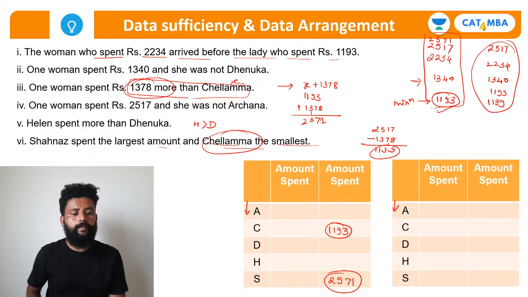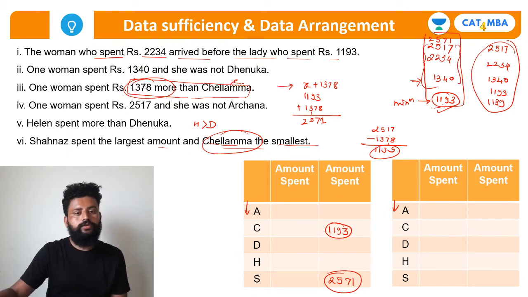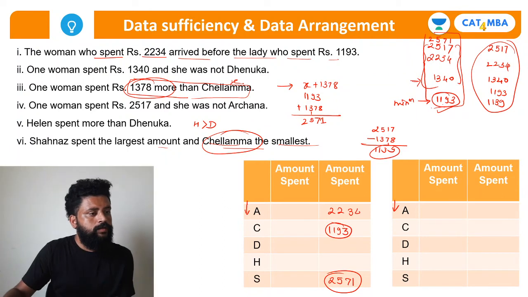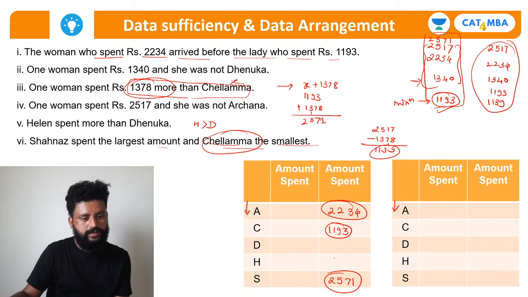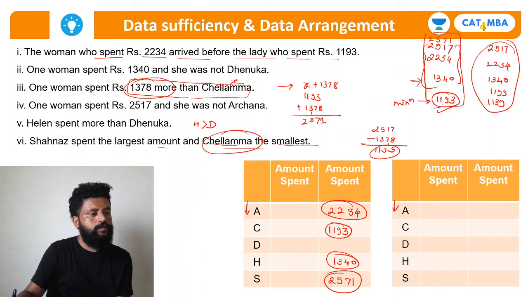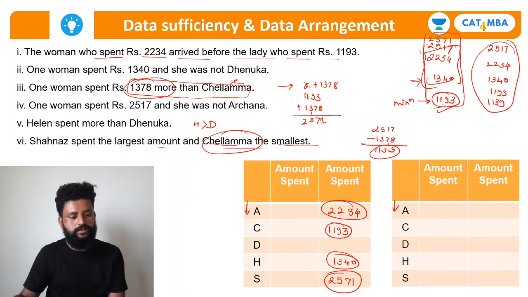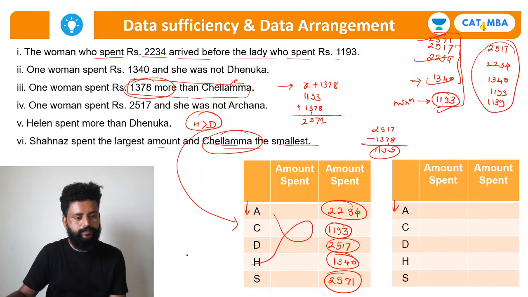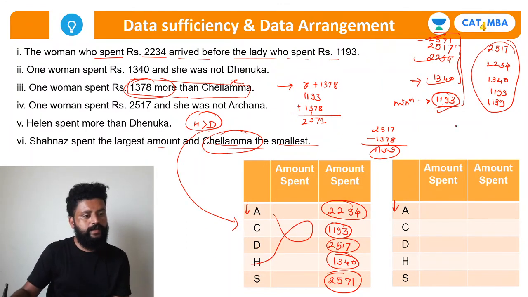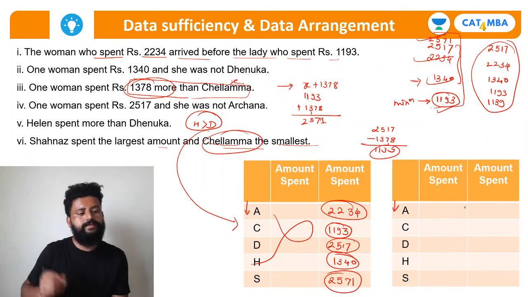Right? 2571. Then we have these three amounts. The woman who spent 2234 arrived before 1193, so this must be 2234. One woman spent 1340 and this was not Dhenuka. If we take this 1340, with 2571 gone and 2234 gone, 2517 is here. But the problem is, Dhenuka cannot be that, this condition goes wrong here, so that's why this one is wrong. So for sure we got to know that Chelima is the lowest and she must have spent 1139.